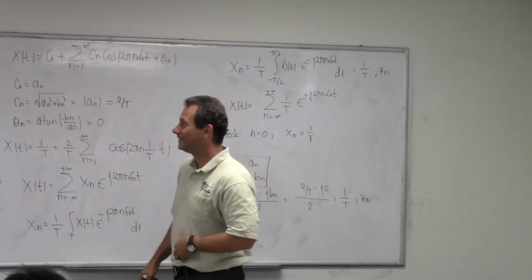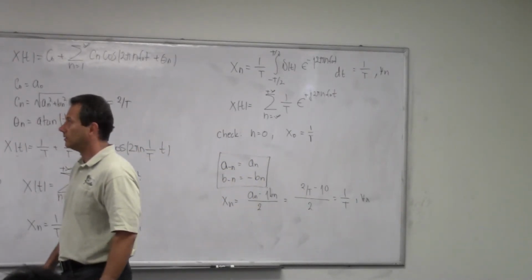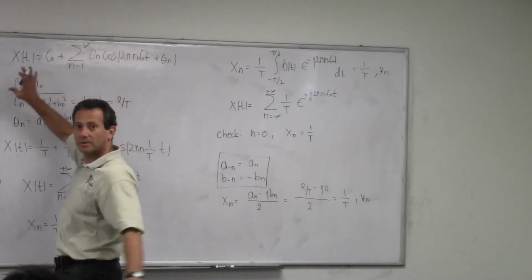I'm sorry, what allows me to take the Fourier transform of the two signals instead of just doing it for x? Okay, well, are we done with this one?